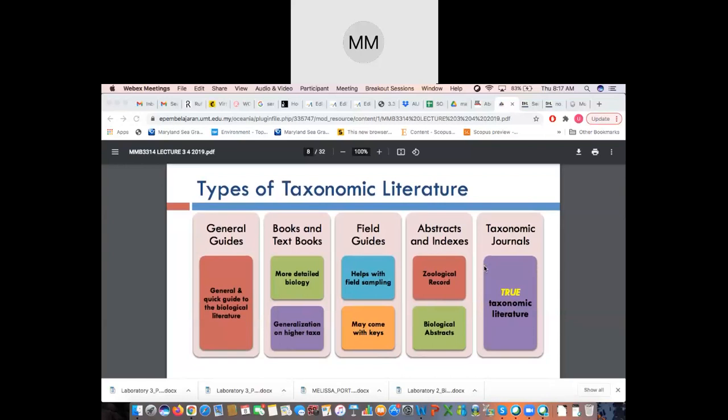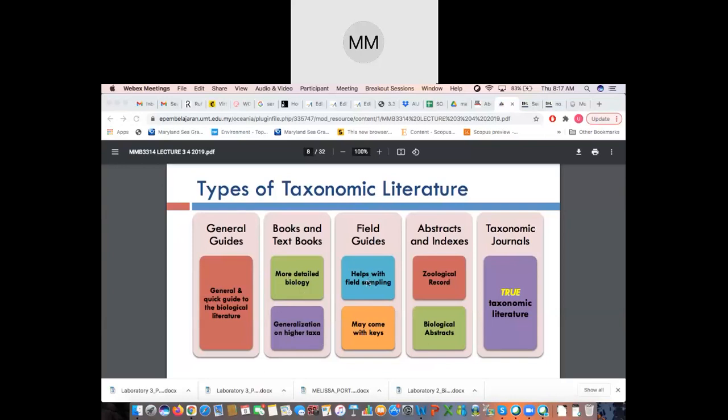Okay, so as you would understand by now, or you've at least experienced, there are different types of taxonomic literature. So you have general guides. A general guide is a quick guide to the biological literature. And then you have books and textbooks. They look in more detail into the biology, or into generalization of higher taxa.